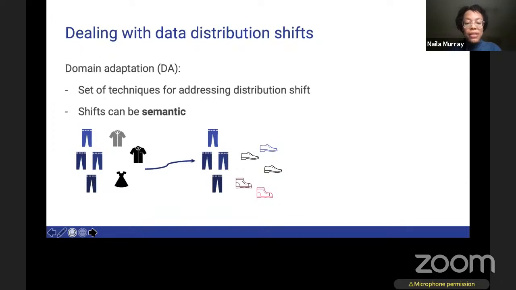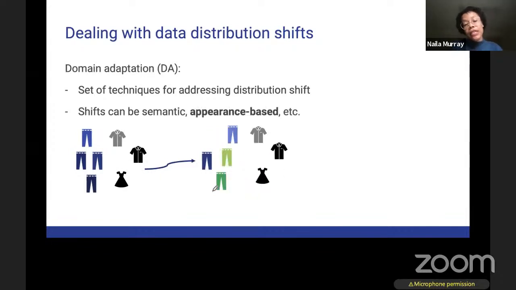They can, for example, be semantic. If you look at this tour example here, you'll see that the semantic meaning of some of these items will change. For example, as time goes on, you may have dresses and they may no longer appear, whereas new items, for example, footwear might appear. So these are semantic changes.